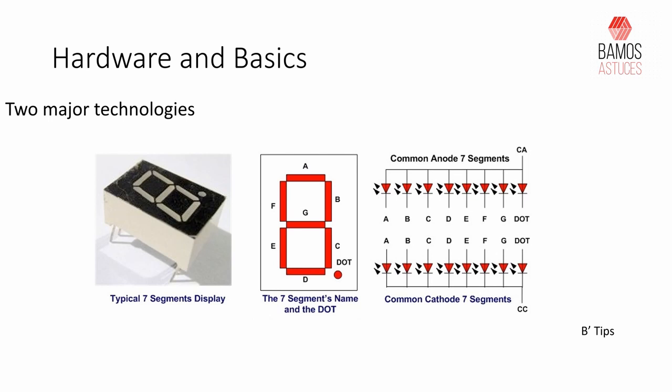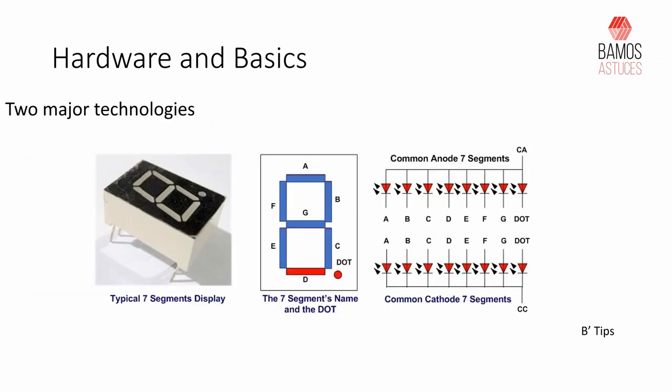And for the common cathode technology, you have to send a positive signal, so you have to send 5 volt, or the high logical level, to your pins or segments in order to turn them on. And the same goes also for the dot. This technology that you see here is the one that we have on our Elbert V2 board, and we're going to be working with this technology.